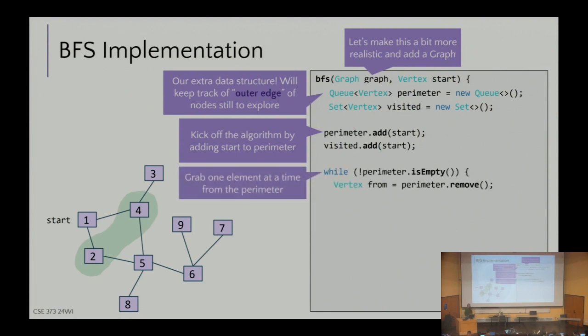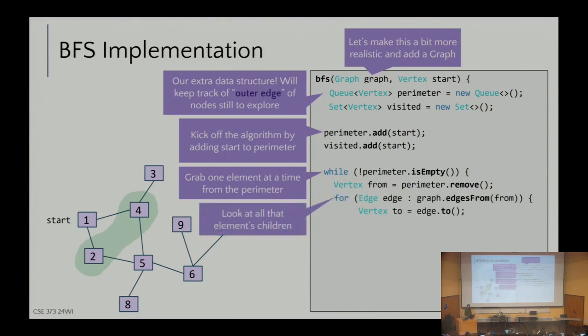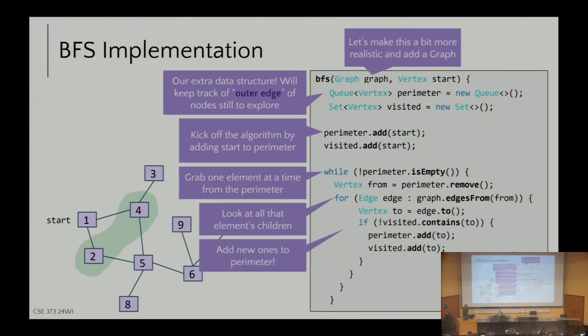And then we are going to loop while perimeter, or you could think of that as neighbors to explore, still has items in it. We're going to pull out the first neighbor. We're going to look over all of that neighbor's edges. And then we're going to see if there's anything left to explore.